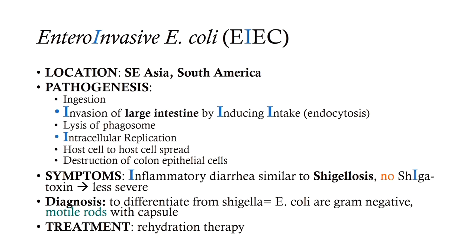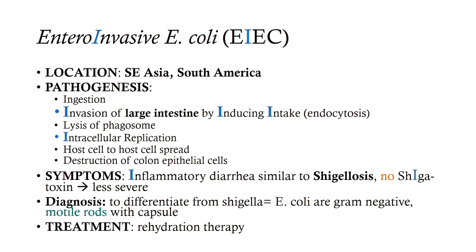All right, so the first inflammatory diarrhea that we have is going to be one of our E. coli. This is enteroinvasive E. coli, so EIEC. And we're going to be utilizing this to emphasize some of the aspects and characteristics of this organism. So usually we get this in Southeast Asia or South America, where it's endemic. Pretty much you ingest it, and this causes invasion of your large intestine. And once it gets in there, it induces entry, also known as endocytosis. Once it gets into the cell, it pops open that phagosome, and it lives within the cytoplasm. So this is intracellular replication in the cytoplasm.